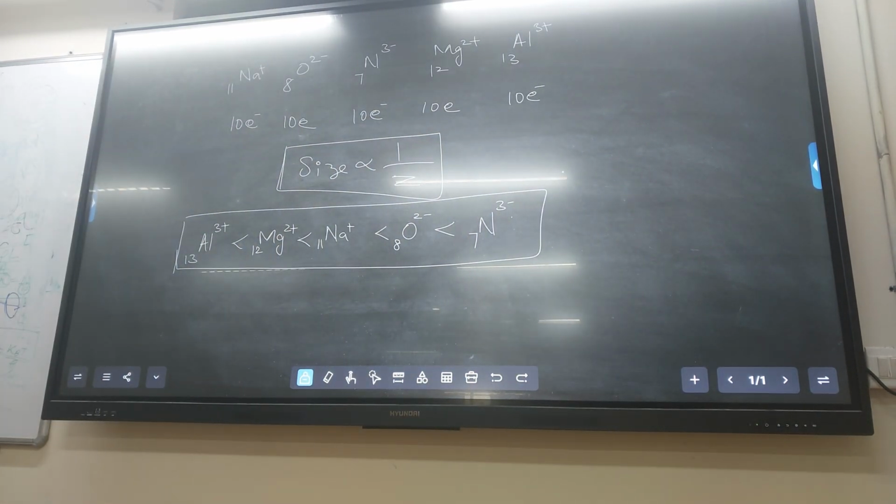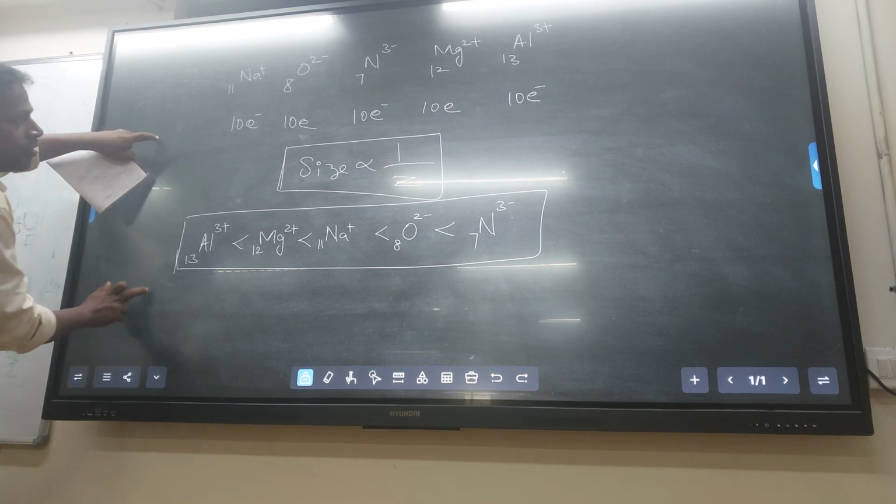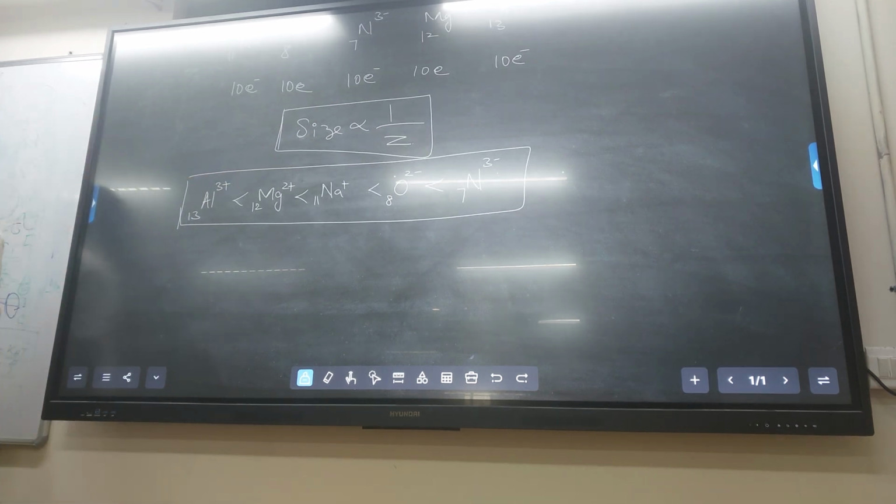You understood, right? So definitely they ask questions on the trends in the periodic table. Isoelectronic species, arrange in increasing or decreasing order. First you arrange the anions, then the cations. In anions, the one with maximum charge has the maximum radius. In cations, the one with minimum charge has the maximum radius.